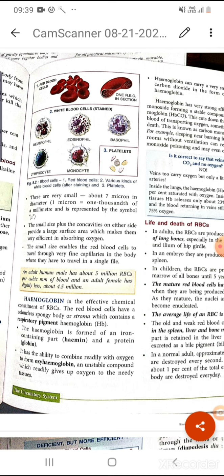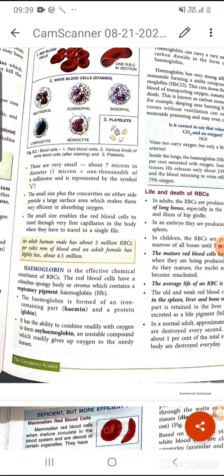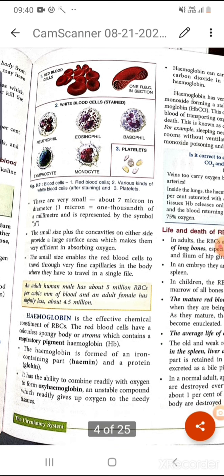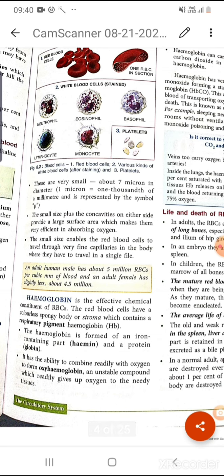They are very small, about 7 microns in diameter, and the small size plus the concavities on these two sides, you can see the cavities are there, gives a large surface area, which makes it very easy to absorb more oxygen. So for its biconcave structure, it can absorb more oxygen because it has a large surface area. And the small size also enables the red blood cell to travel through very thin and very fine capillaries in our body.